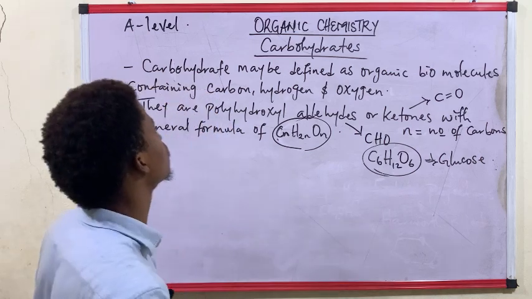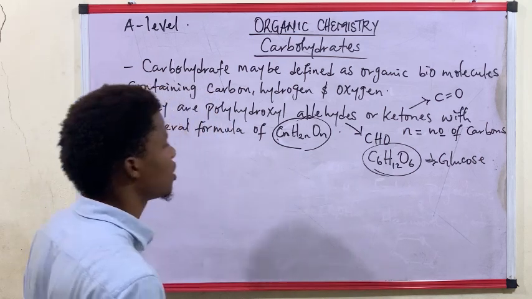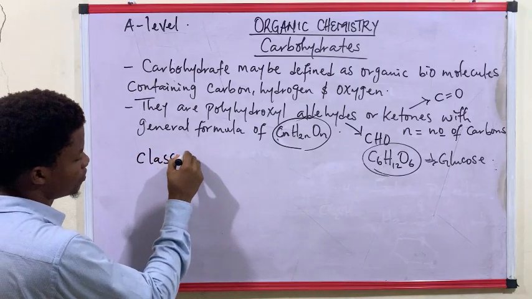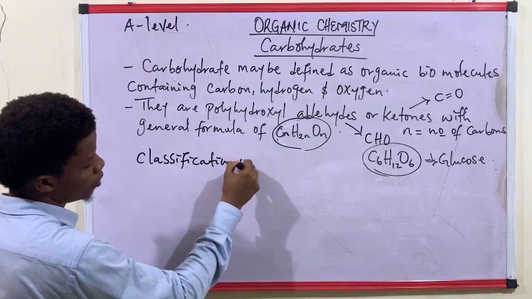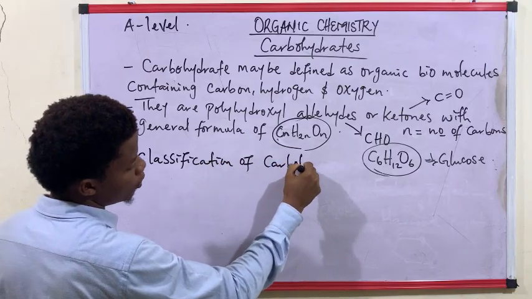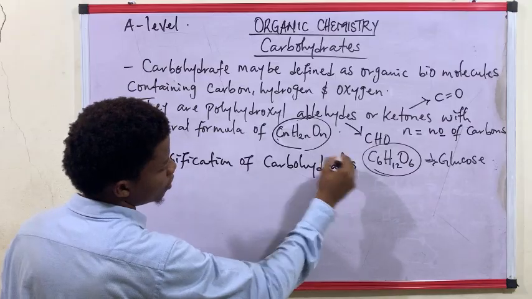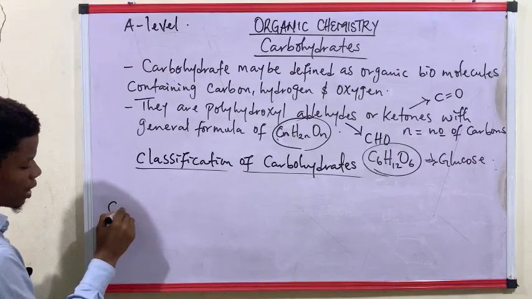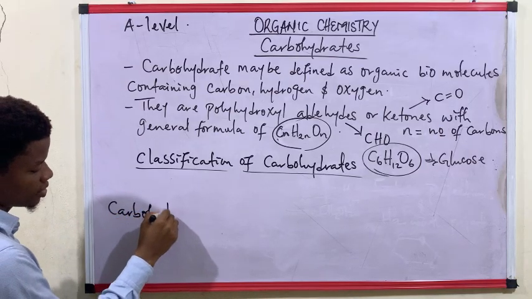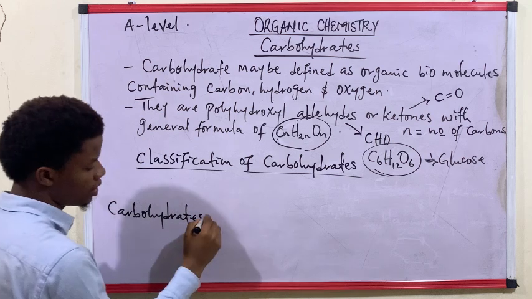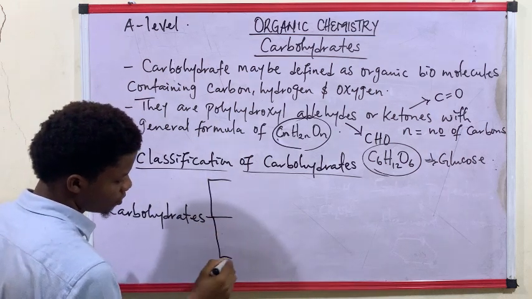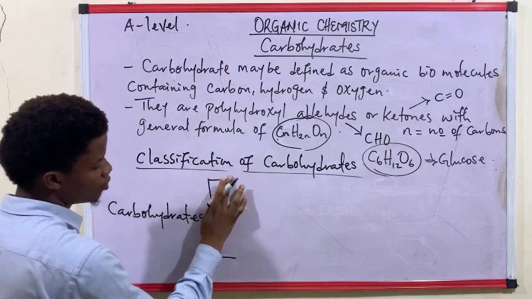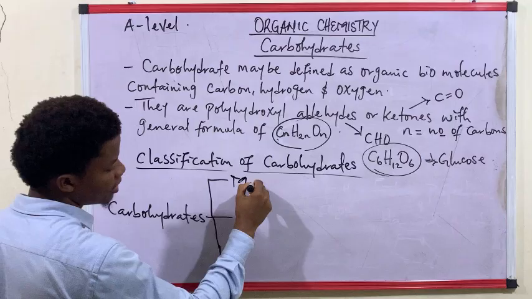Alright, now let's go through the classification of carbohydrates. Now I'm going to simplify this in the simplest form. Take note: carbohydrates can be classified basically into 3 groups. The first we have the monosaccharides.